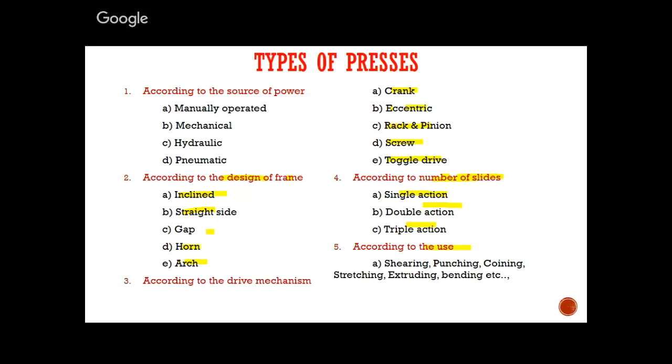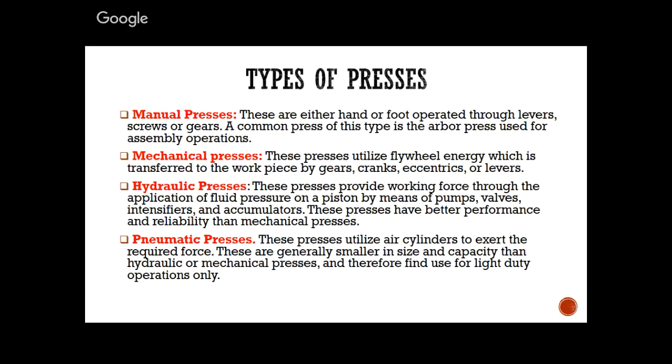If you consider the power press working machine in a sheet metal operation, there are a variety of sheet metal operations we have to do. That is shearing, punching, coining, stretching, extruding, bending, or giving some other shapes. So there we can use it according to the application and the sheet metal operation. So we have a classification of a process. All these come under a variety depending upon the source of power, design of frame and drive mechanism, number of slides, and the use.